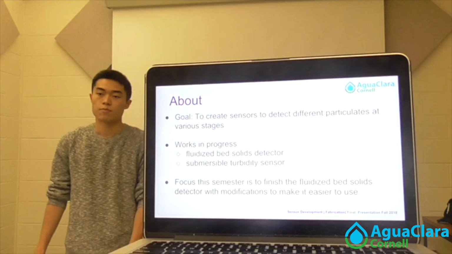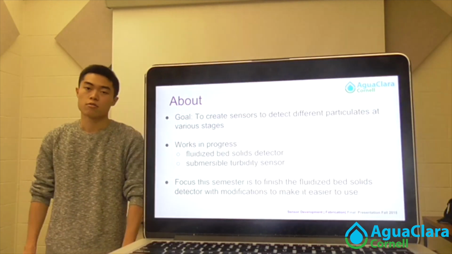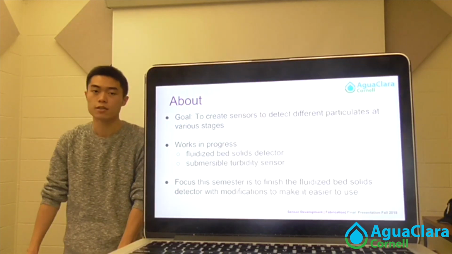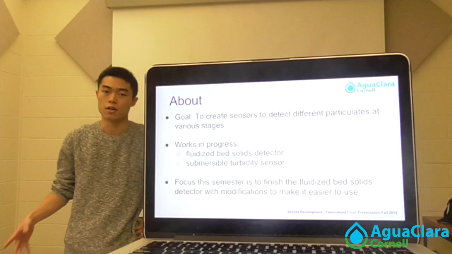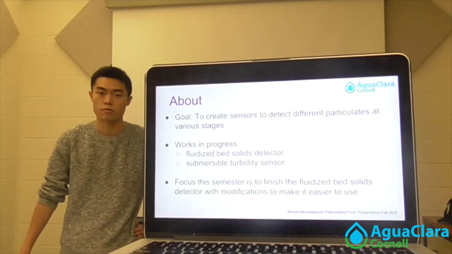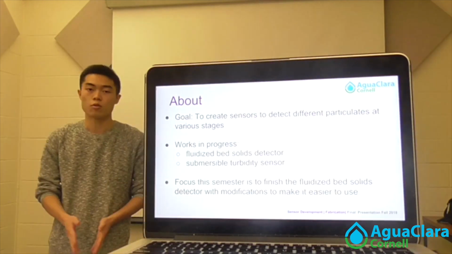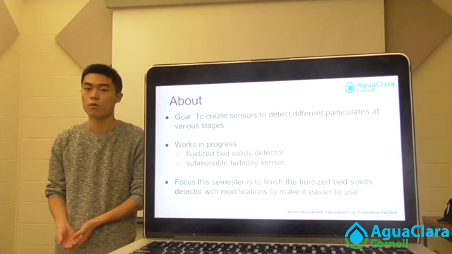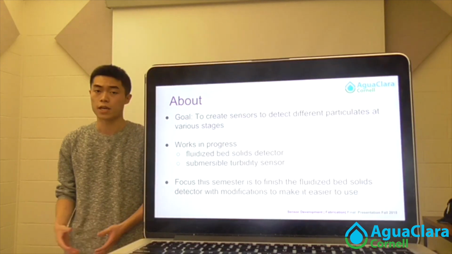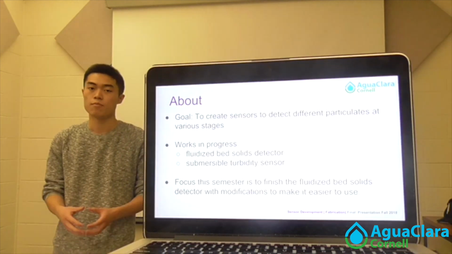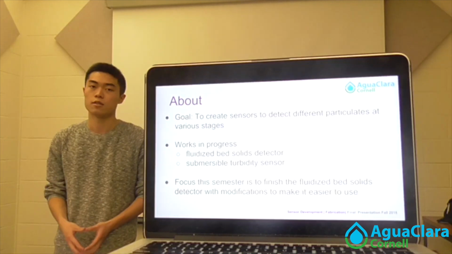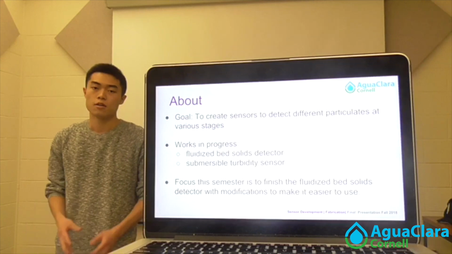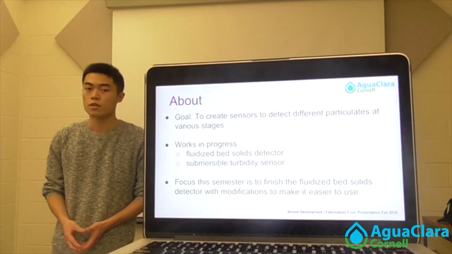So the fluidized bed solids detector was created for the high rate sedimentation team because they were trying to design a sedimentation tank that will produce water turbidity at below 0.3 NTU. And for a certain part of their process, they were not able to use a turbidity sensor to measure the turbidity of the water. So we designed a sensor that could wrap around a PVC pipe and then measure the concentration of the particulates in the water. And our focus this semester will be on making the fluidized bed solids detector easier to use and more functional.